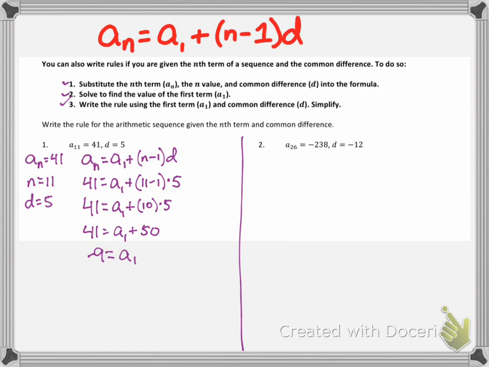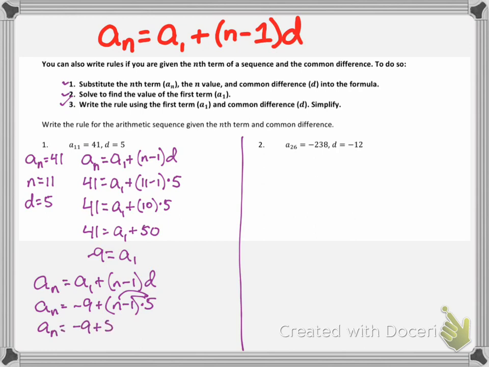So when it comes to writing the rule, we're going to use our format. To write the main rule, we need the first term, so that's negative 9, and we need the common difference, 5. So once again, I'm going to set this up just like we did the last three examples. I distribute that 5 to the n minus 1. Combine my like terms. I get a final rule of 5n minus 14.